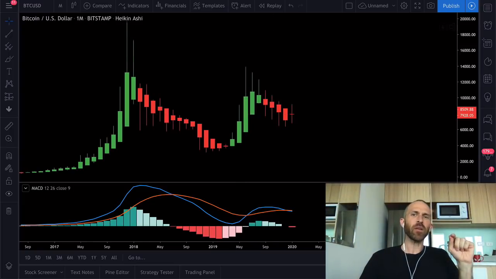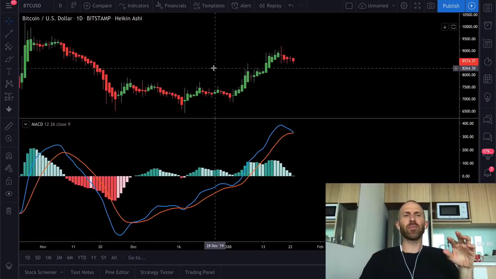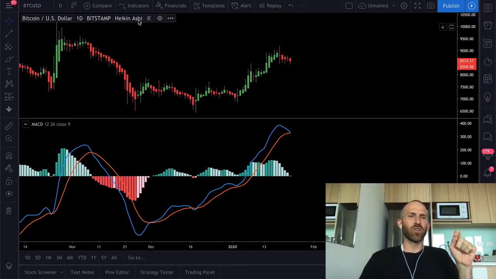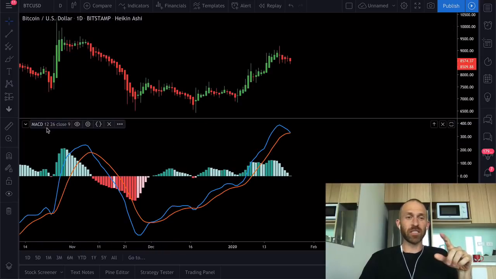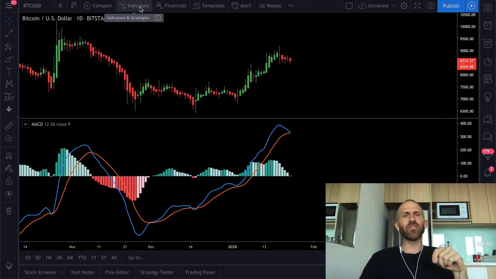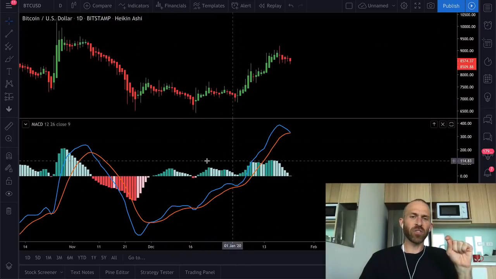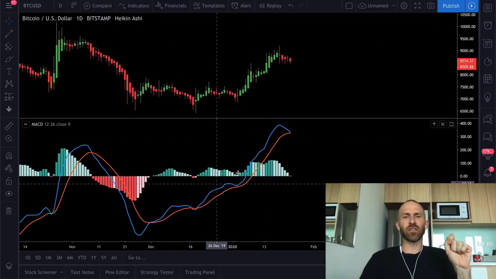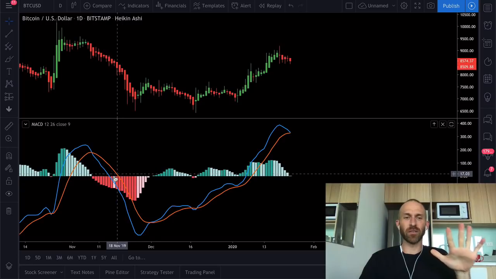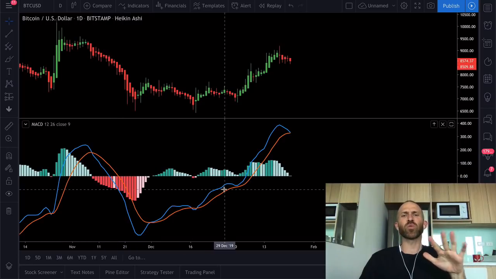So in summary, what do I do when trading the MACD? I trade the MACD looking at Heikin Ashi candles on the 1 day. The default settings for the MACD are 12, 26, close, 9. Again, you find it by going to indicators up here in the top left and then clicking on MACD. And you can change the settings of these. I've changed the settings just a little bit to optimize it for how I want to see it visually appealing, but this is pretty much what it looks like.